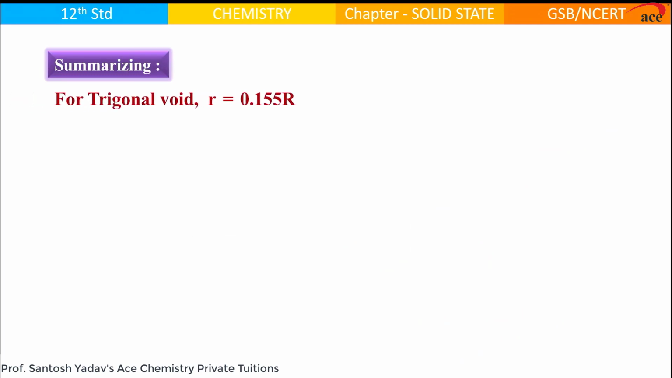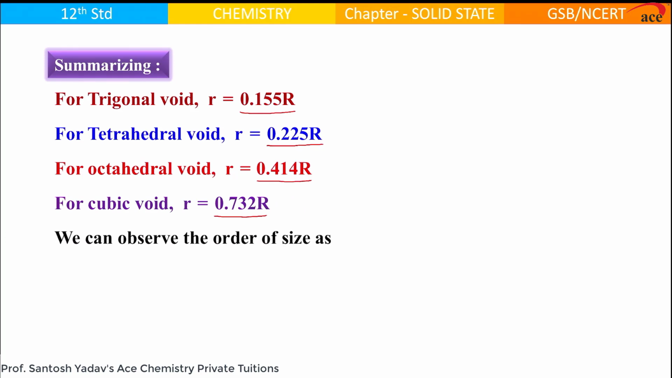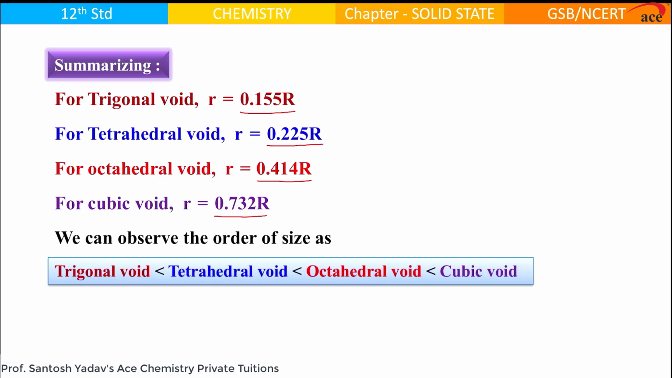Summary for all. The trigonal void value was 0.155 times R. The tetrahedral void was 0.225 of R. The octahedral void is 0.414 of R. The cubic void is 0.732 R. So we can clearly understand that the smallest is the trigonal void and the largest is the cubic void. The number of tetrahedral voids per sphere is 2. The number of octahedral voids per sphere is 1. The number of cubic voids per sphere is 1.